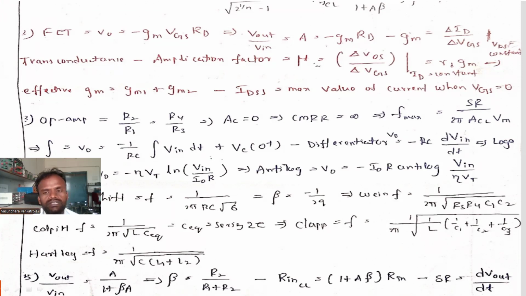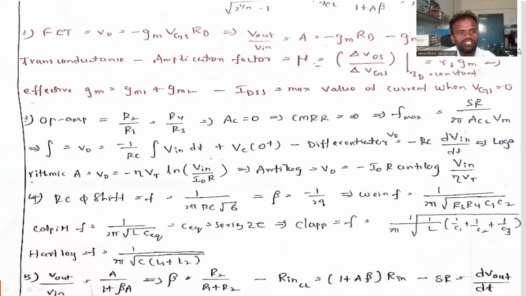Transconductance GM is nothing but the transconductance. Amplification factor mu equals del VDS by del VGS, when ID is constant, so mu equals RD times GM. Effective GM equals GM1 plus GM2. IDSS is the maximum value of current when VGS equals 0.